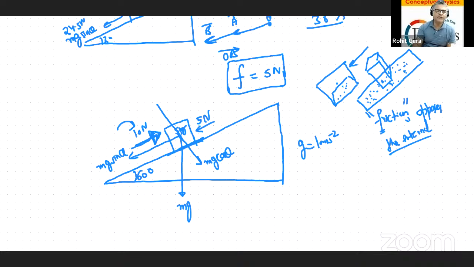And this 5 newtons is coming from the surface, because the surface and the block are in touch with each other. So if you push the block upwards, the frictional force comes in the reverse direction. Think about it very carefully. You can calculate mg sin theta very easily, right?